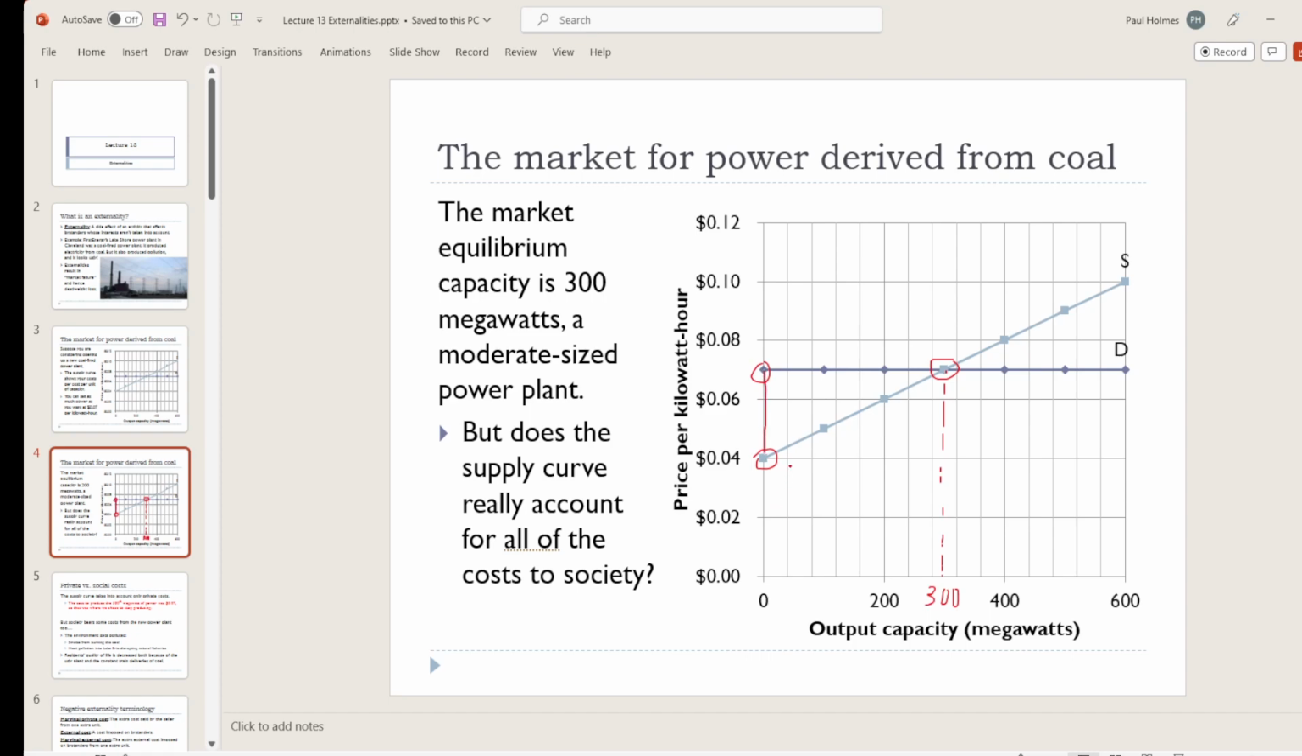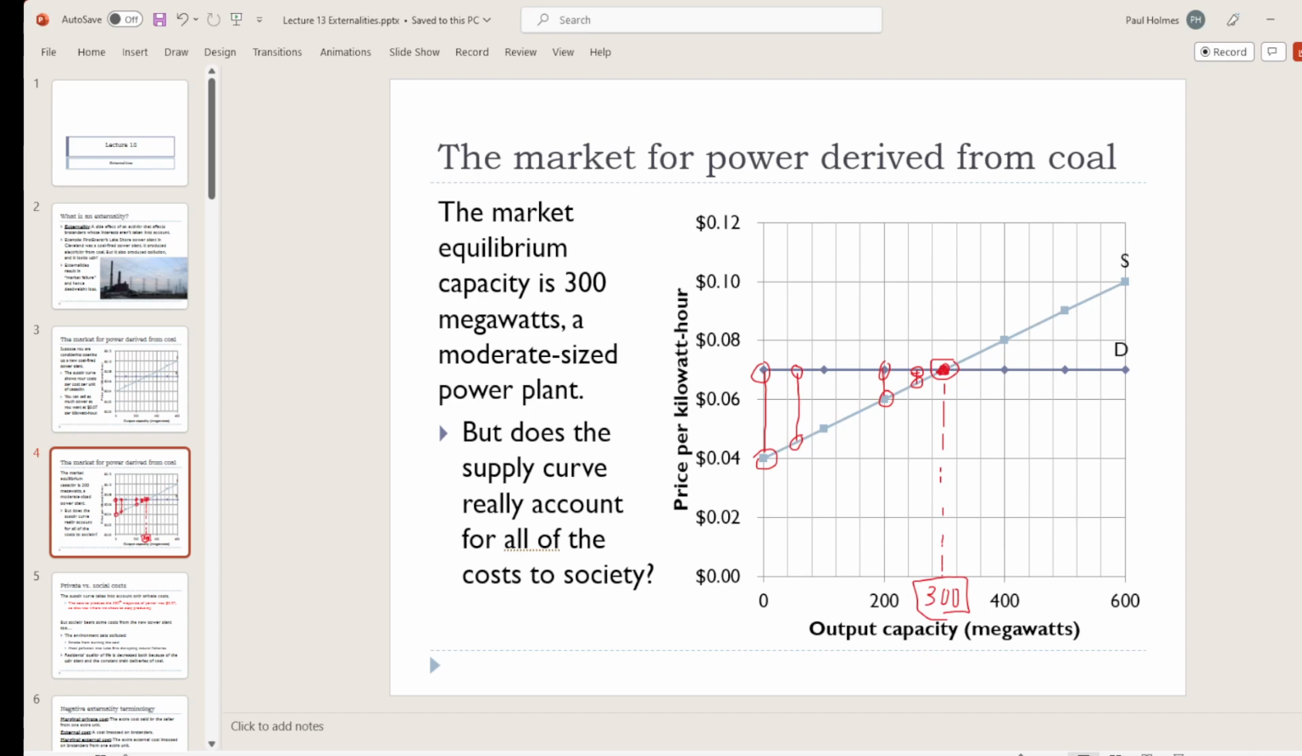We make a profit. We produce a unit of power that costs 4.5 cents. We sell it for 7 cents. We make a profit. We produce a unit of power that costs us 6 cents. We sell it for 7 cents. We make a profit. We produce a unit of power for 6.5 cents. We sell it for 7 cents. We make a profit. We stop making a profit right here at the 300 megawatt level, and so that's how much we choose to produce.